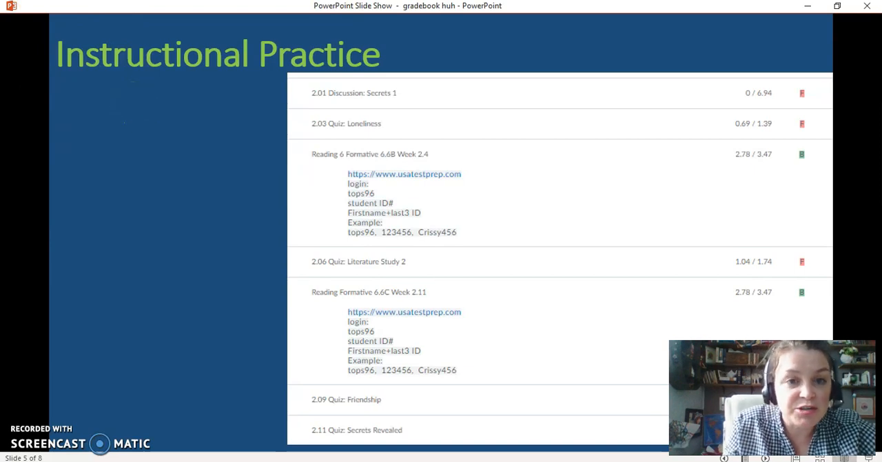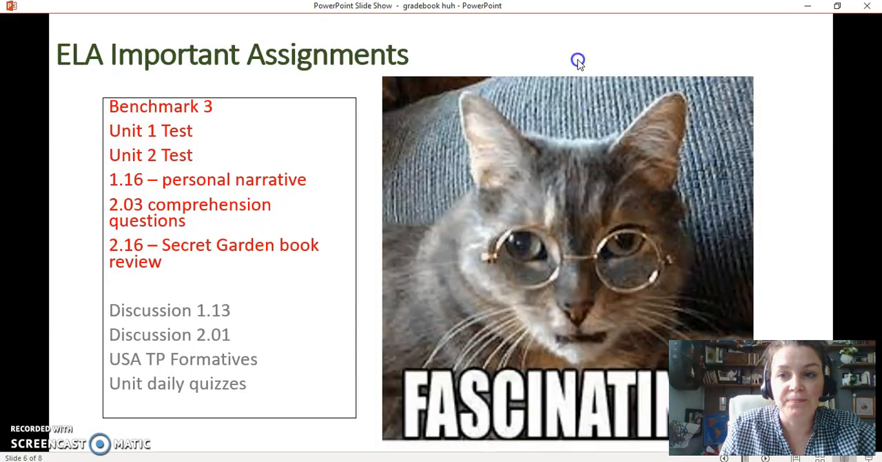You'll notice that discussions, little daily quizzes like 2.03 there are in the instructional practice. So instructional practice, that's like your daily grades. That's half your grade. Instructional assessment, that's your test grades. That's the other half. So half, but assessments are heavier because there's just fewer. So important assignments that we've had so far, check out this list. You'll see the red are your instructional assessments, the test grades.